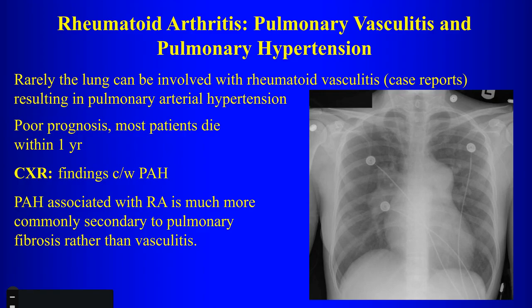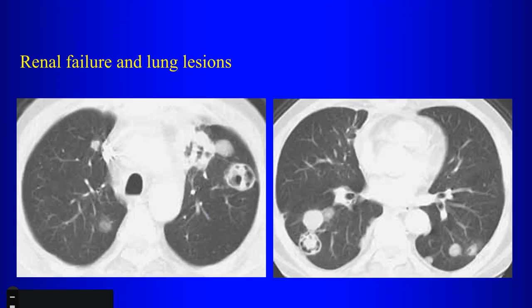Pulmonary vasculitis, pulmonary hypertension. So sometimes these patients can develop pulmonary hypertension. There's nothing specific about the appearance. Just looks like all other cases of pulmonary hypertension with big central pulmonary arteries, right? But this is also a rare manifestation of rheumatoid arthritis, this vasculitis that can affect the pulmonary arteries.